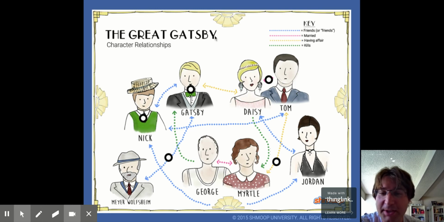This is a character web for a different novel called The Great Gatsby. It's, again, in my opinion, a perfect novel, but it's not The Crucible because I didn't want to take away all the stuff you guys would say.